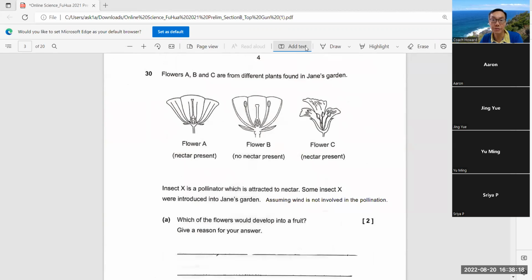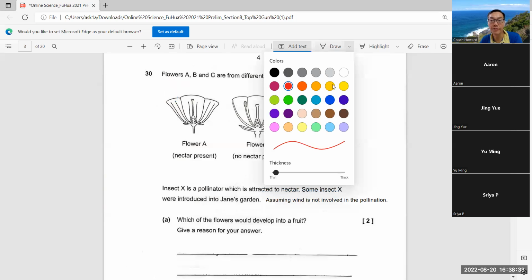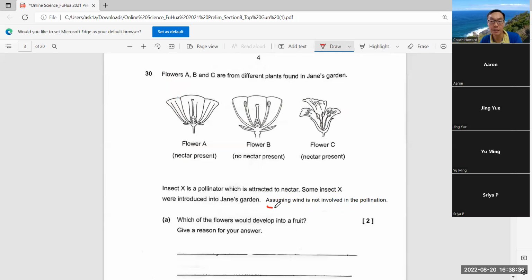Okay, for this next question you take note, because I have added something extra here. I made it in red color so you can see. This part: assuming no wind was involved. You can underline this part, assuming no wind was involved in the pollination. Without this statement, the answer can have 2 possible answers. They say that nectar is present, because insect X is a pollinator which is attracted to nectar. So you must underline this part. Which of the flowers would develop into a fruit?